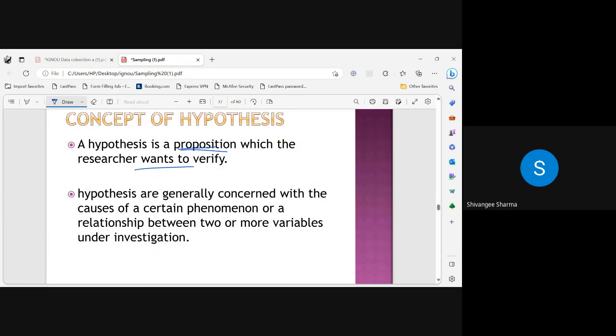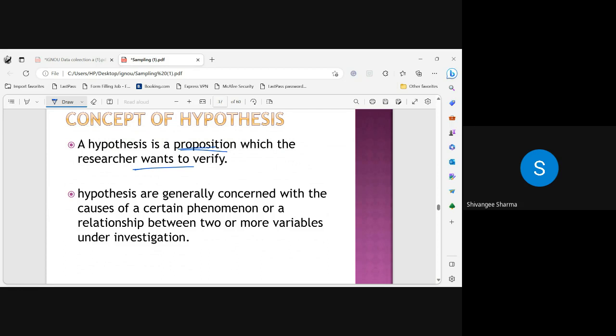Suppose your research is identifying the level of satisfaction of consuming vanilla ice cream in kids, then the hypothesis which you want to prove will be that kids are highly satisfied with the consumption of vanilla ice cream. This is your proposition which you want to verify, which you want to analyze whether it is true or not.